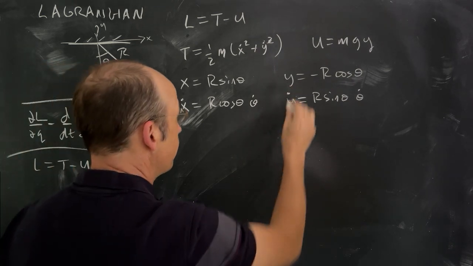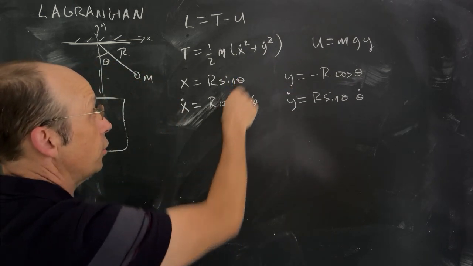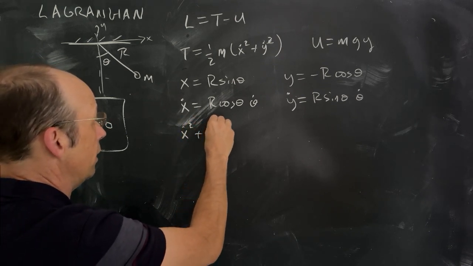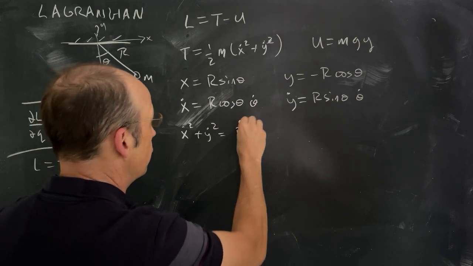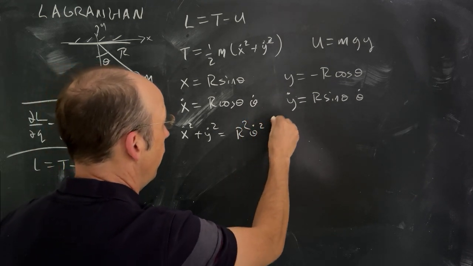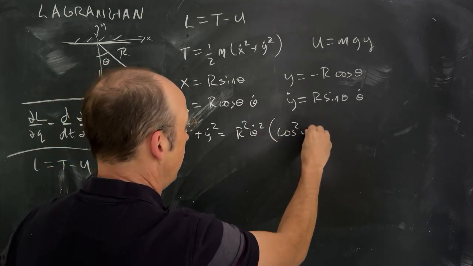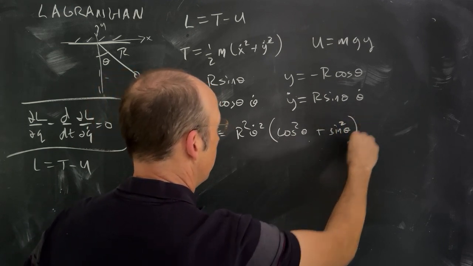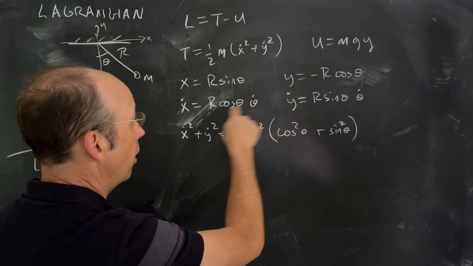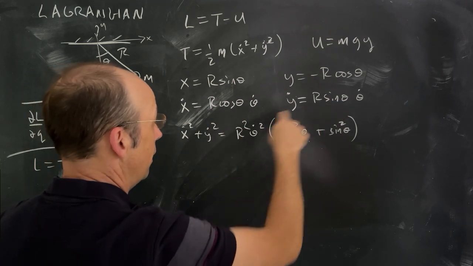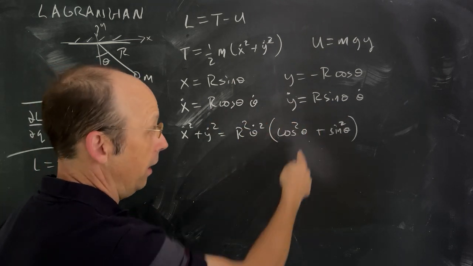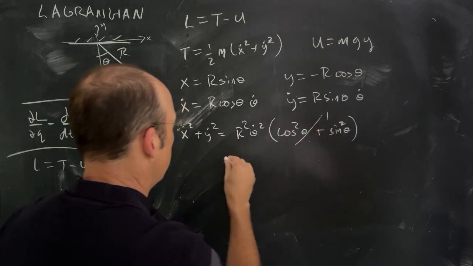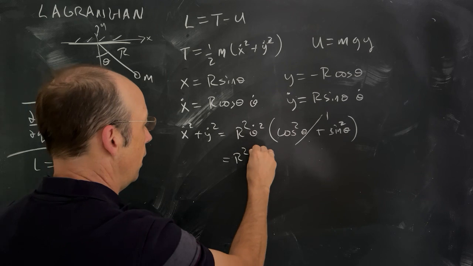Oh, that's theta. That's y dot. Now I can square these two and add them together. So let's just do this in one fell swoop. X dot squared plus y dot squared is going to be r squared theta dot squared. Factor out the cosine squared theta plus sine squared theta, right? Because they both had an r and a theta dot, and I factored those out and then squared them that way. And then I squared them first, and then I added them together. And then this is just 1. So this is going to be r squared theta dot squared.